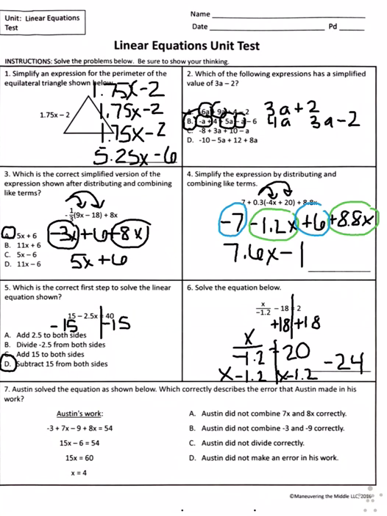Number 7, Austin solved the equation as shown below. Which correctly describes the error that Austin made in his work? So Austin should have started by adding the like terms, 7 plus 8 to get 15. He should have combined like terms negative 3 and negative 9. However, negative 3 and negative 9 do not give him negative 6. It gives him a negative 12. And so letter B is the correct answer.